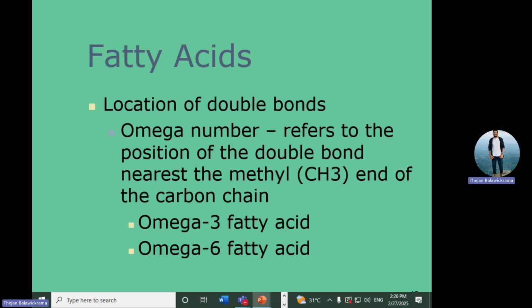So that we can deal with it easily, we have a labeling system, a naming system, which we call omega number. I guess you're familiar with these two terms, omega 3, omega 6. Are you? Yes. Omega number is the location we count from the CH3 side. You know that.